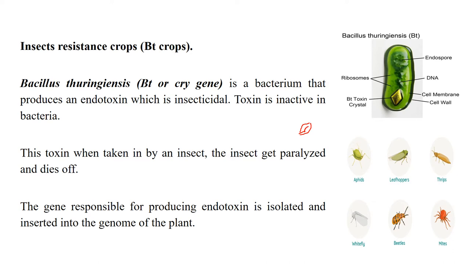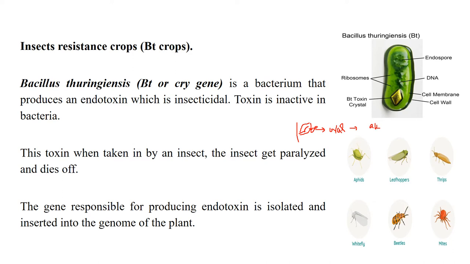Then when any insect attacks or bites this plant, in the insect's mouth, oral cavity or gut, the pH is alkaline, and for the activation of this toxin, the pH required is alkaline pH. In its inactive form this toxin is called protoxin.